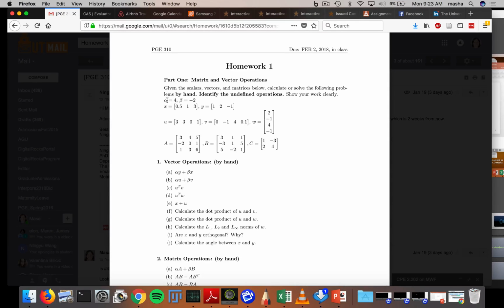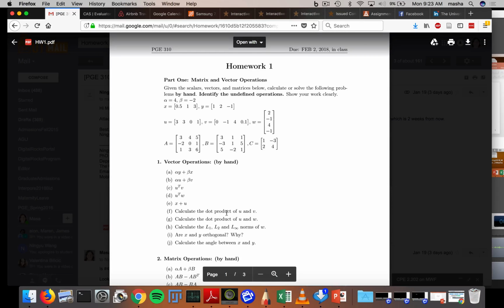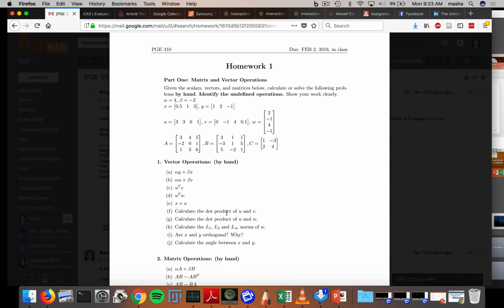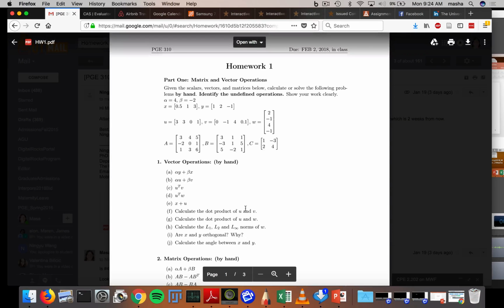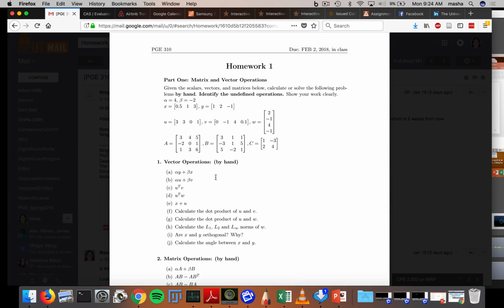So take alpha equal to 4, beta equal to minus 2. And these are the definitions of x, y, u, v, w. For this first part of vector operations, which I want you to start working on and hopefully complete today, is this first problem. You will have to complete alpha y plus beta x, alpha u plus beta v, and so forth.